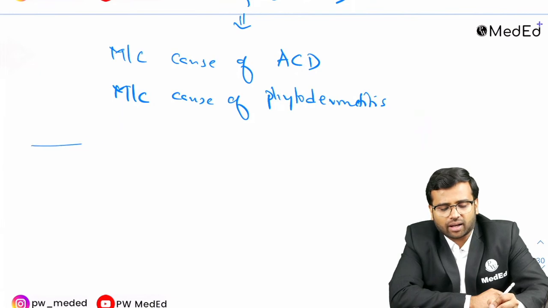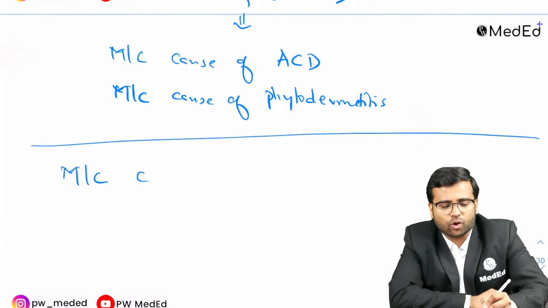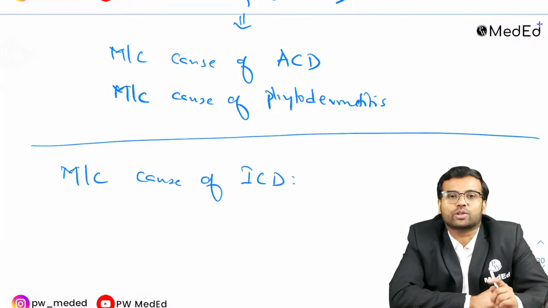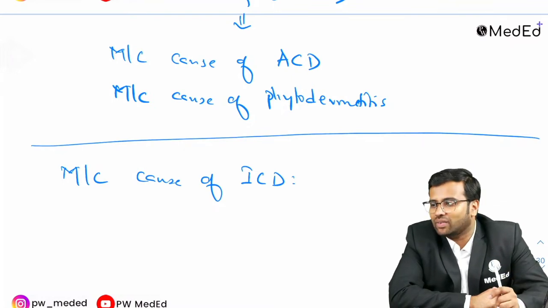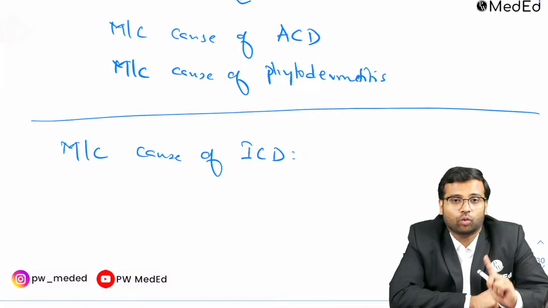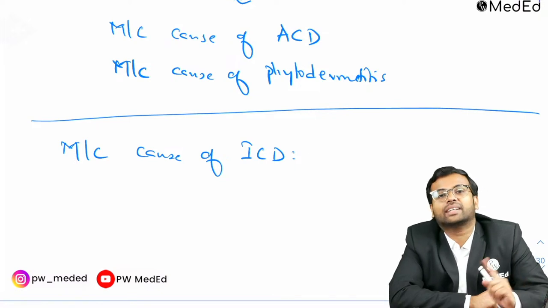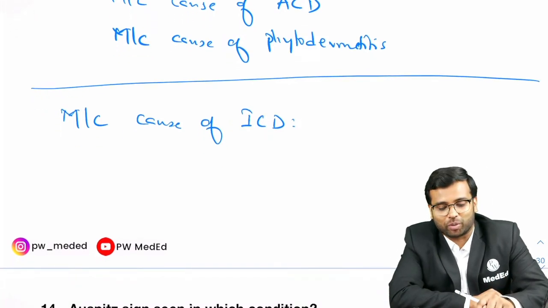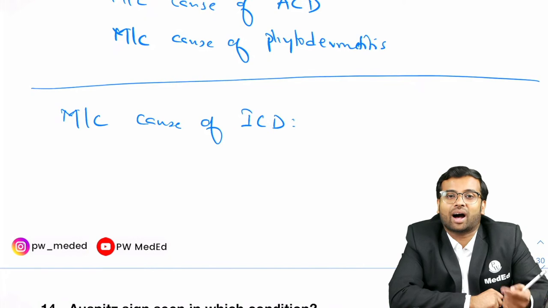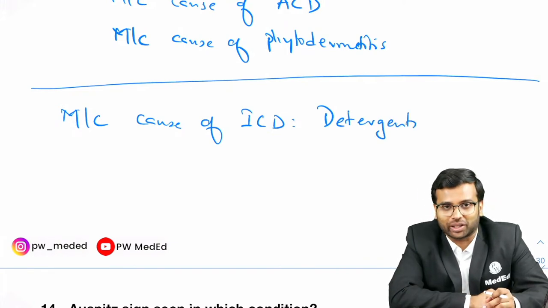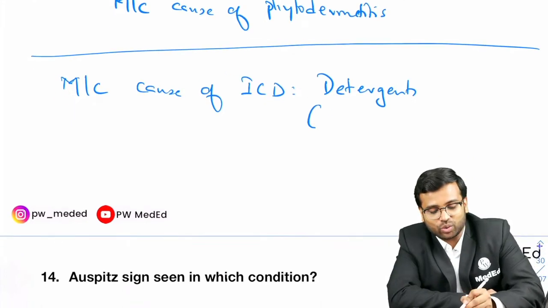Now I would like to ask you, what is the most common cause of irritant contact dermatitis? Anyone in the chat box, please. Because there are two types of contact dermatitis, if you remember. One is allergic contact dermatitis and the other one is irritant contact dermatitis. So in irritant contact dermatitis, what is the most common cause? It is usually seen in housewives. Housewives eczema. So what is the causative agent? This is going to be detergents. So detergents are the most common cause of irritant contact dermatitis, and this is seen in housewives eczema.